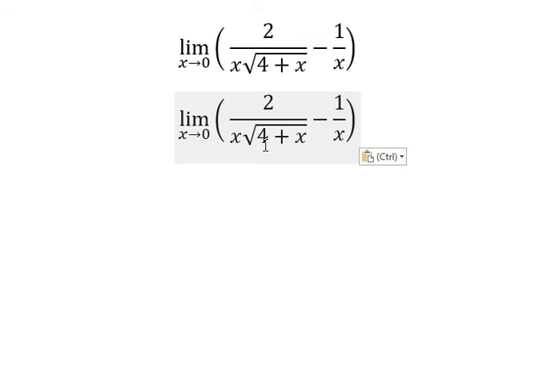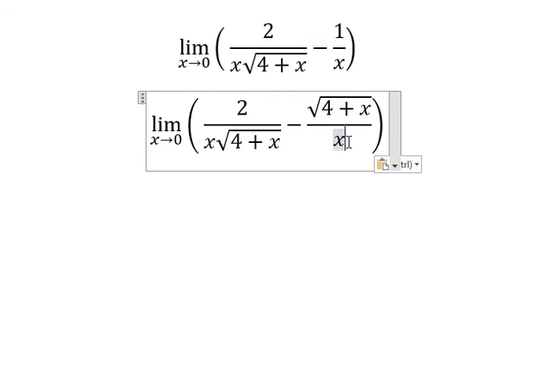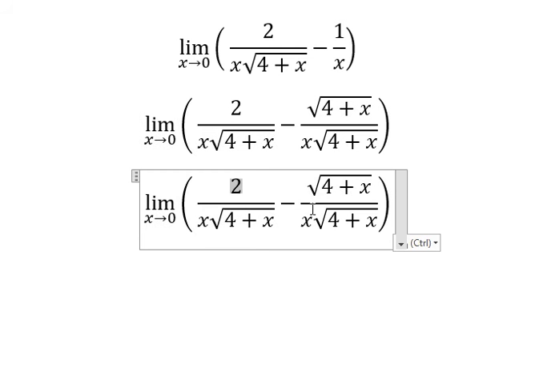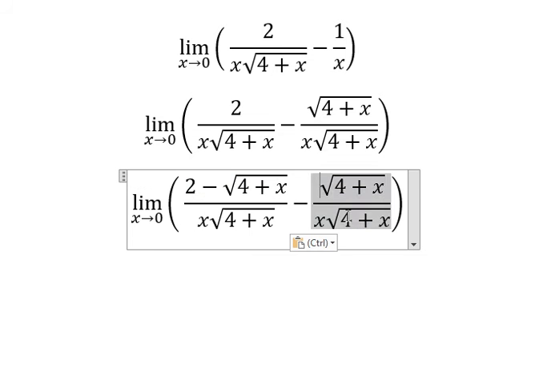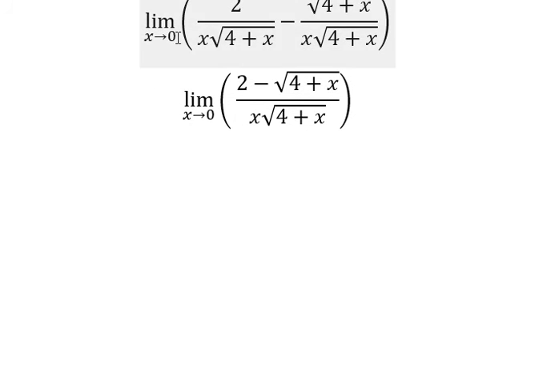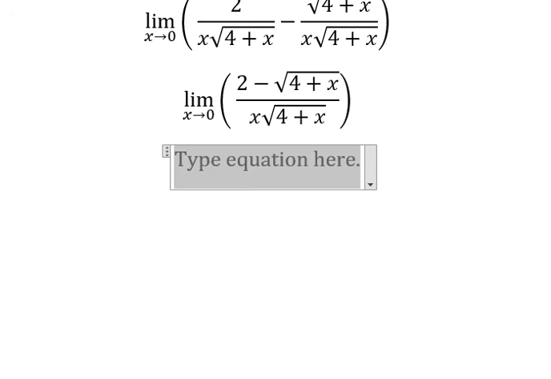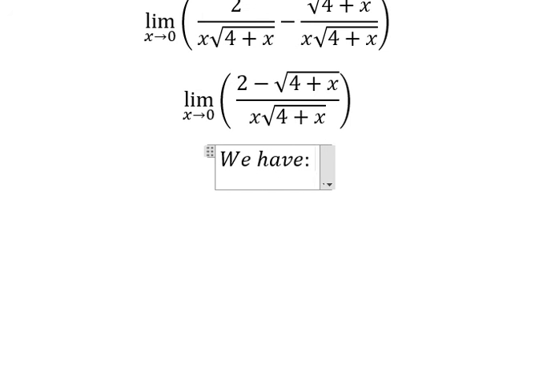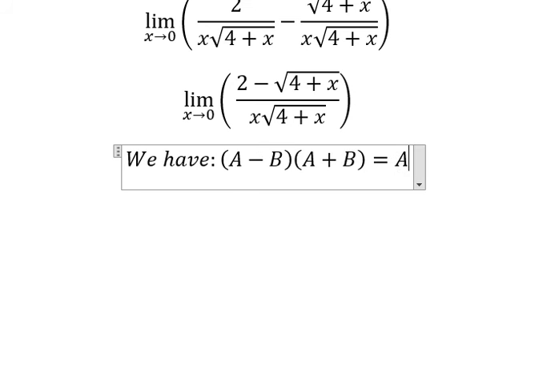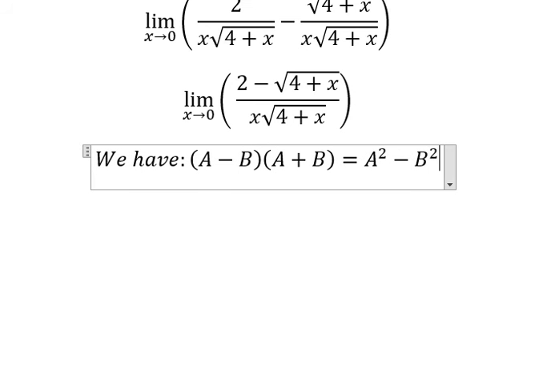We need to do common denominator for this one. Now we combine number 2 and the square root of 4 plus x. Next, we have the formula in here. A minus b multiplied by a plus b equals a square minus b square.